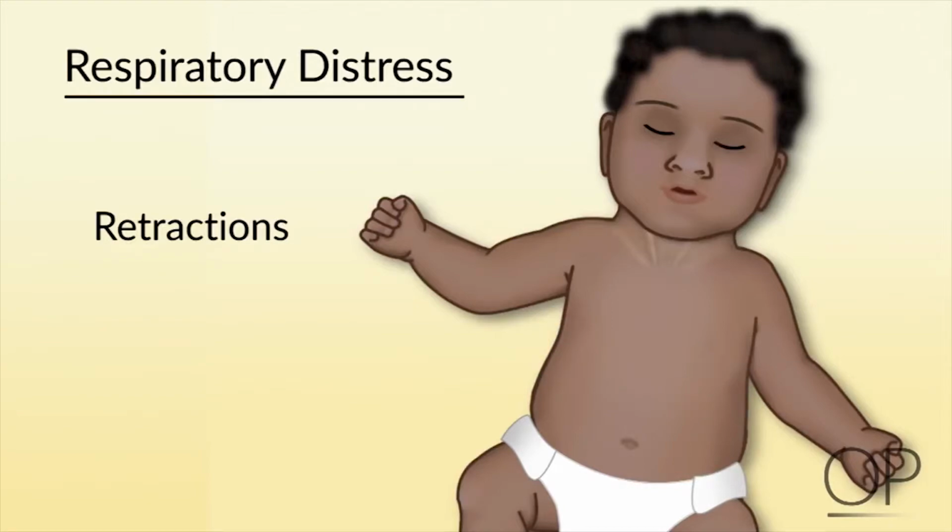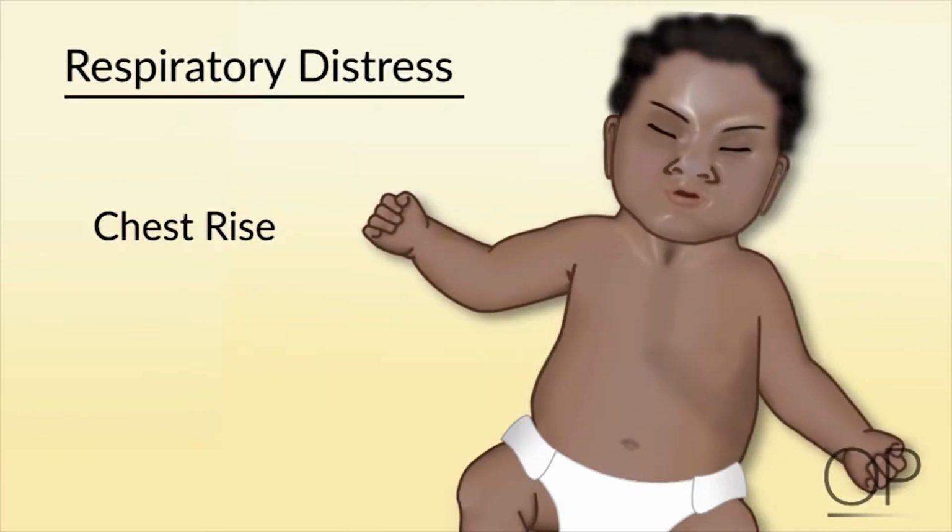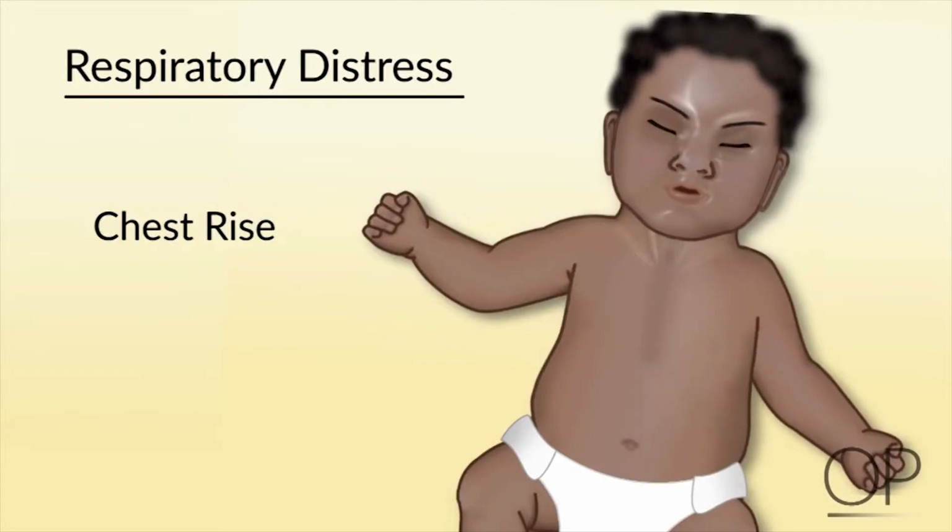Next, you want to look at how the patient's chest rises and falls as they breathe. You should see that the patient is having equal expansion on both sides of their chest as they take a breath. One side, you may notice, is rising more than the other. This would indicate a problem and needs further investigation.